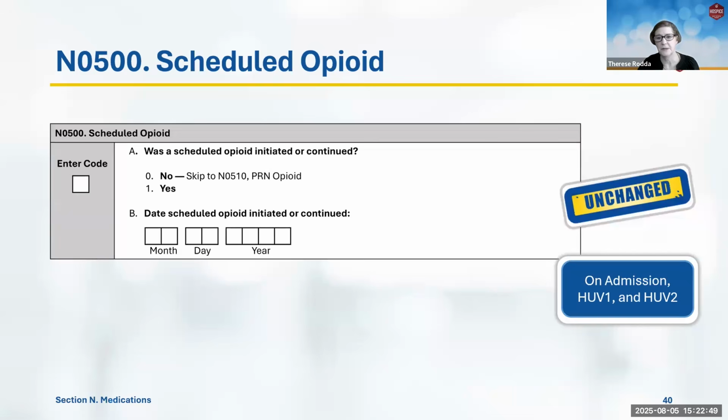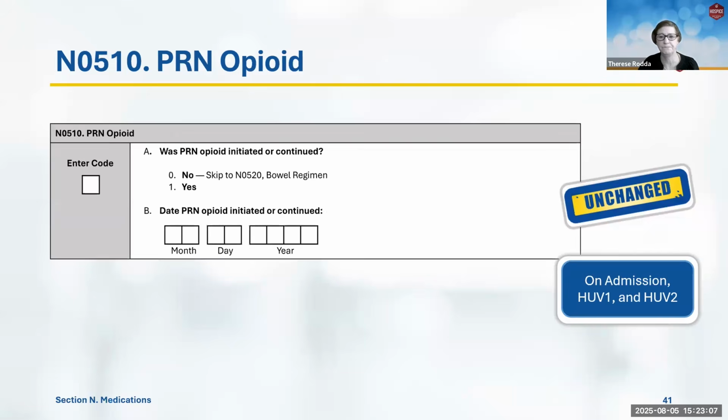Note that the data submitted for the scheduled opioid item contributes to the Comprehensive Assessment at Admission quality measure, CBE number 3235. When a scheduled opioid is initiated or continued, a bowel regimen should be initiated. This is part of the QM. Here is the snapshot of N0510, PRN opioid. As you can see, it is similar to N0500, scheduled opioid, and the coding instructions are the same. The PRN opioid item is not part of the quality measure.